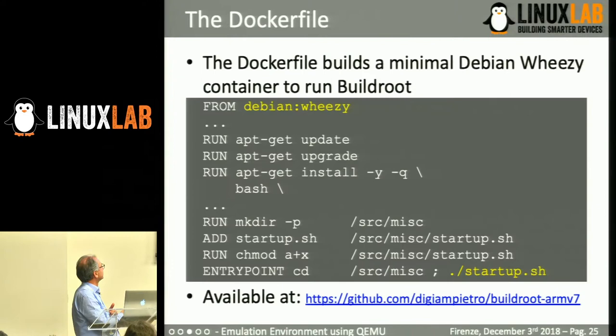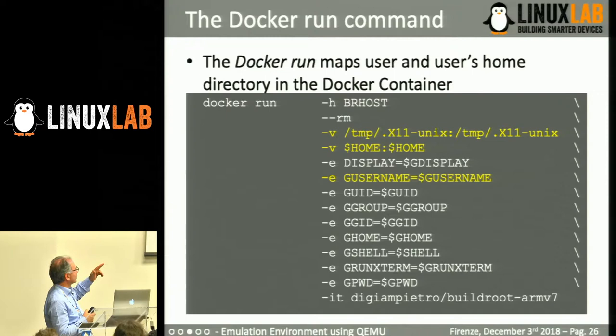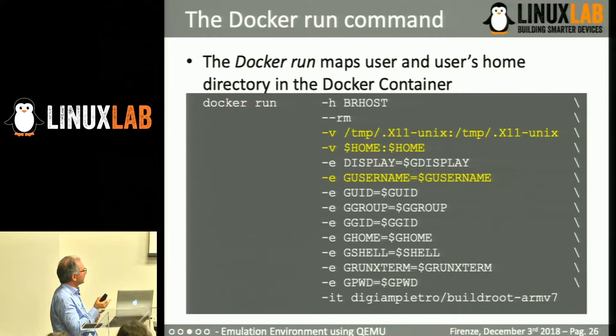To build the Docker container, we start from a basic Debian Wheezy, and we add only what is needed to run Buildroot. And then we can run the Docker container with the script. Just three important points. One is that we map the X11 temporary directory from the host system inside the Docker machine. This allows us to run X Windows applications inside the Docker machine and have the windows displayed on the host machine. This is mainly used to do a make xconfig on the Buildroot system.